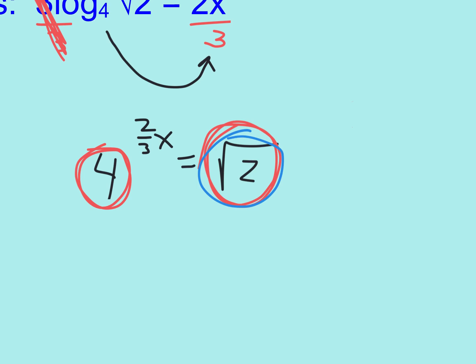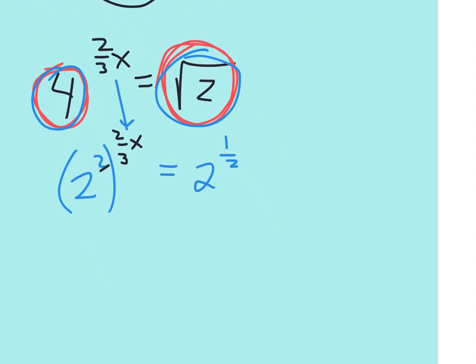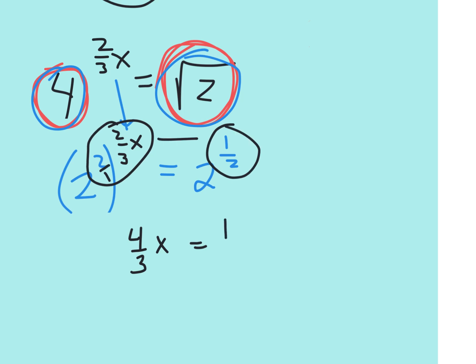The square root of 2 here could be written as 2 to the 1/2, and this 4 could be written as 2 squared. And then this comes down, and it'd be 2/3 x right here. A reminder that that's 2 over 1, and when I multiply these, that becomes 4 over 3x equals the other power, which is 1/2.